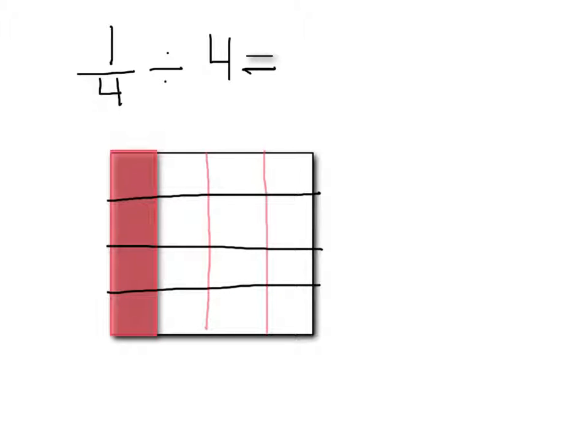And I have one piece, or one little box of that fourth. This right here is what I have. So I have one piece out of all these boxes, and I have 16 boxes. So 1/4 divided by 4 is 1/16.